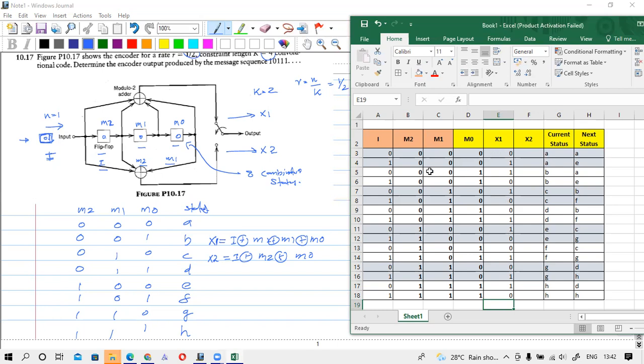Zero, zero, zero, 1 1 1 1 0, 0 0 1 0 1, 1 1 0 0, 1 1 0 1 1, 1 1 0, 1 1 0.